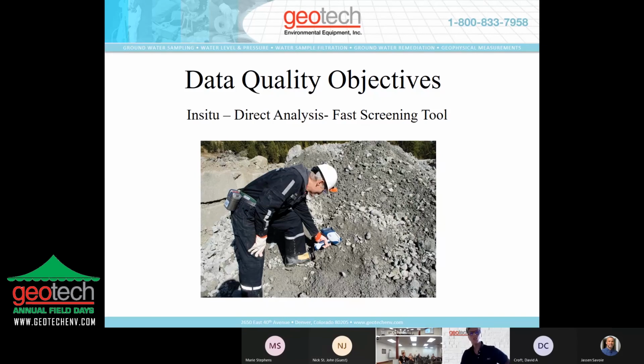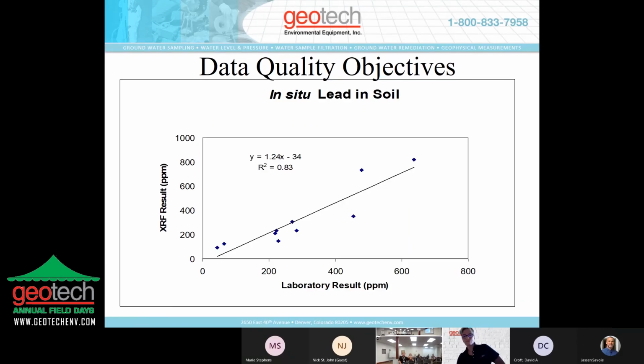So in situ is direct analysis. There's zero preparation, and it's an excellent fast screening tool. This type of result can actually get a 0.83 R squared value with a lab. So that's not a bad correlation considering it's quick and dirty.